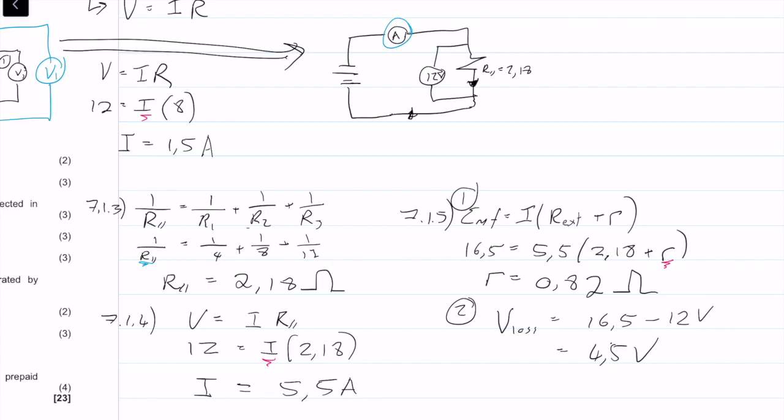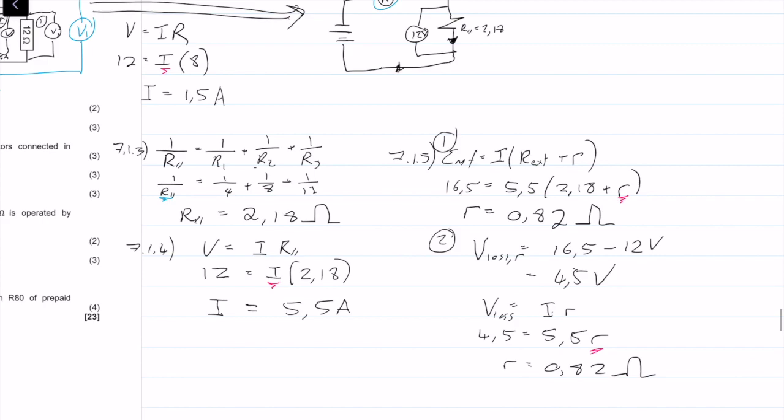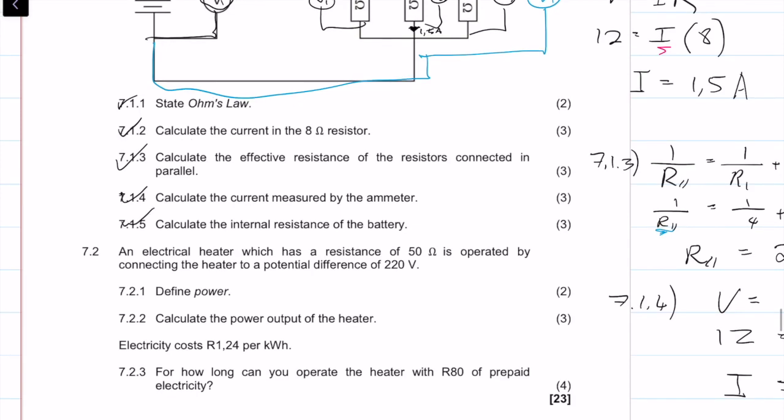All of that is lost to our small resistor. So V equals IR. The voltage, I'm talking about the loss, and here I'm actually talking about the small resistor, the internal resistance. So we have 4.5 is equal to our current, which was 5.5, times R. If we look at this equation, the only unknown is R, and if we plug that into our calculator, we get exactly the same answer of R is equal to 0.82 ohms. The reason why I'm showing you this is because sometimes that method might be easier for you, and we get 3 marks for that, which is very nice.